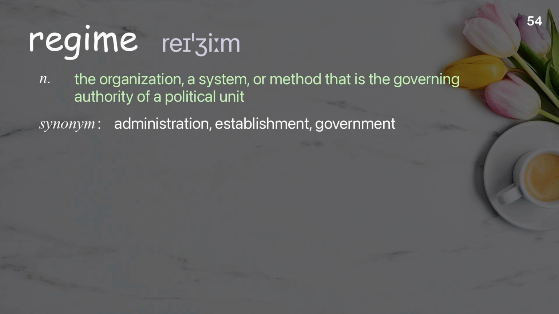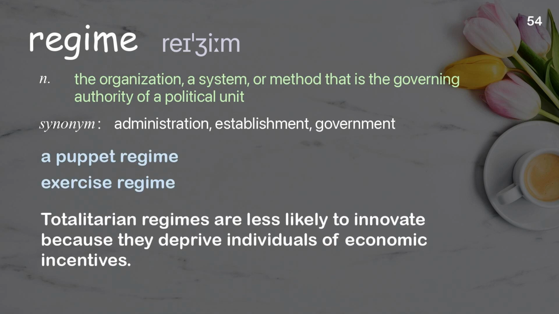Regime. The organization, a system, or method that is the governing authority of a political unit. Examples: A puppet regime. Exercise regime. Totalitarian regimes are less likely to innovate because they deprive individuals of economic incentives.